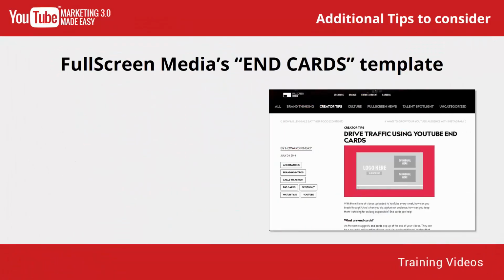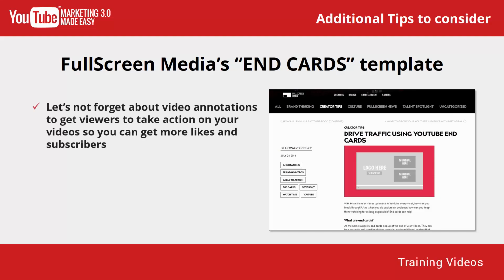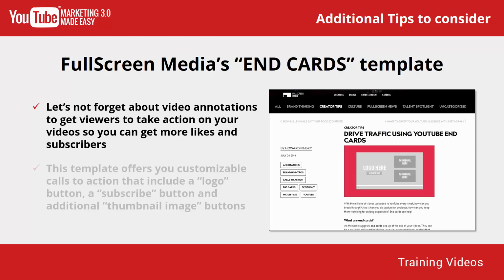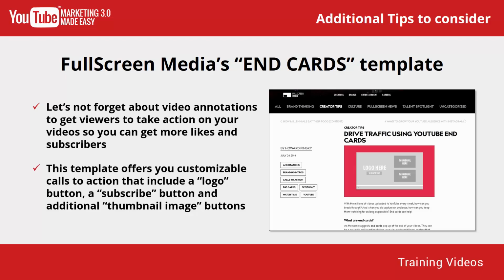Full Screen Media's end cards template. Let's not forget about video annotations to get viewers to take action on your videos so you can get more likes and subscribers. And for that, we recommend you use the end cards template from Full Screen Media. This template offers you customizable calls to action that include a logo button, a subscribe button, and additional thumbnail image buttons that you can use to insert recommended videos the easy way.